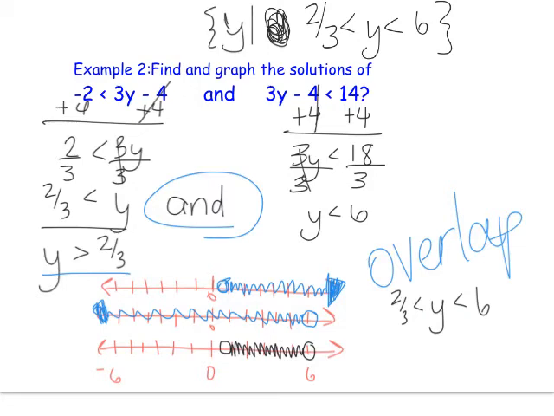And then the last way we could show this is with our interval notation. This time we have 2 curvy brackets because neither the 2/3 nor the 6 were included in the solution. So 2/3 up to 6.